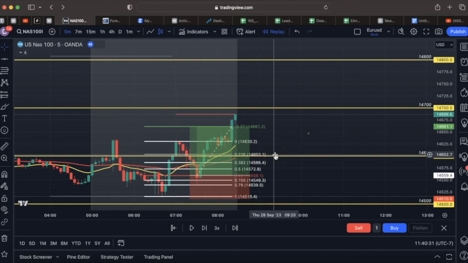Guys, the Fibonacci is a great tool if you know how to use it correctly. What I'd recommend that you guys do is go back, test this out, and see if it works for you. But once again, guys, if you know how to use the Fibonacci, you guys can get really prime entries. Very, very nice entries. But I will see you guys in the next video.